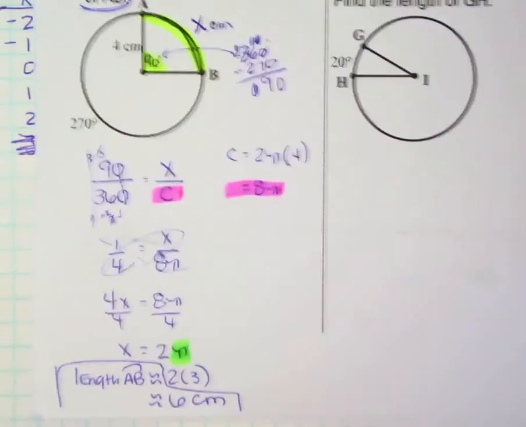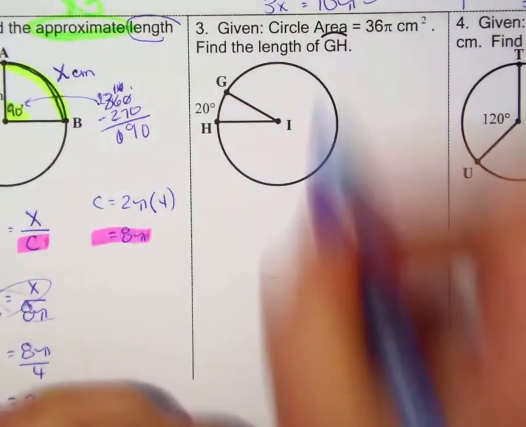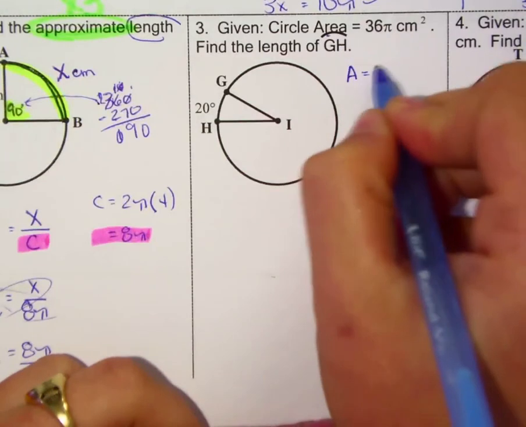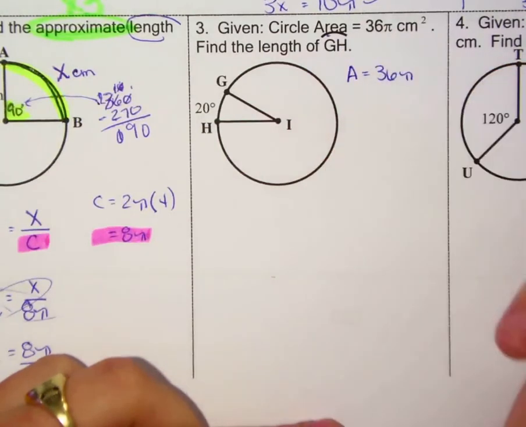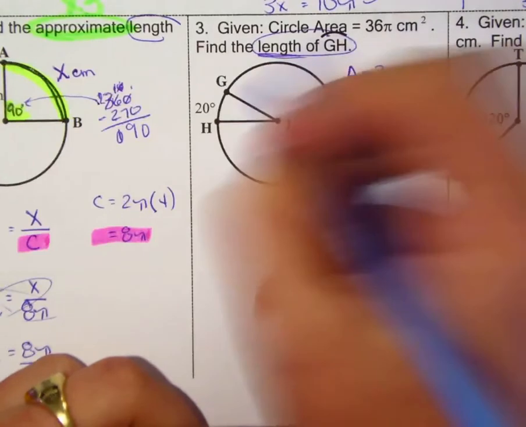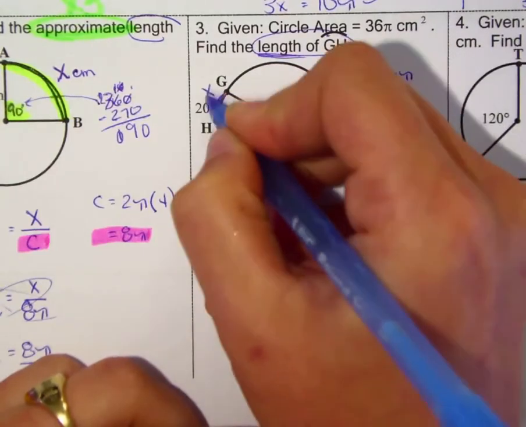Okay. Let's do another one. So, given the area of the circle is 36 pi, we need to find the length of GH. So we're solving for the length of this. This is x.